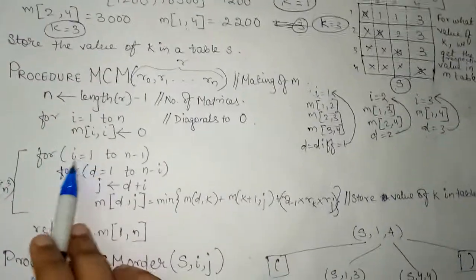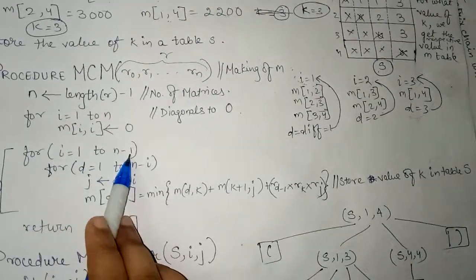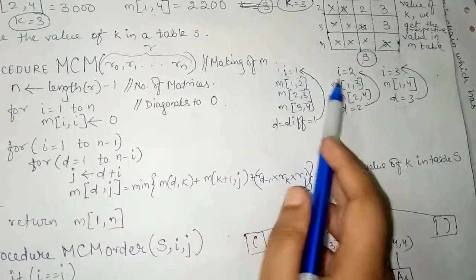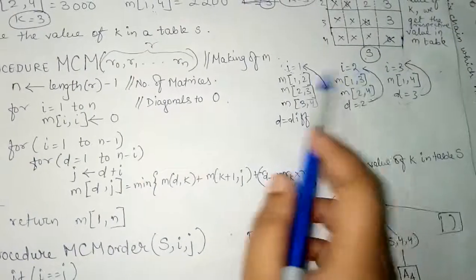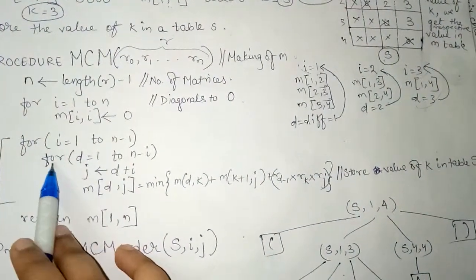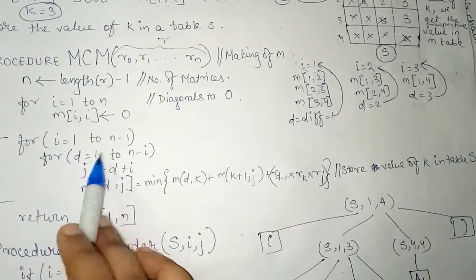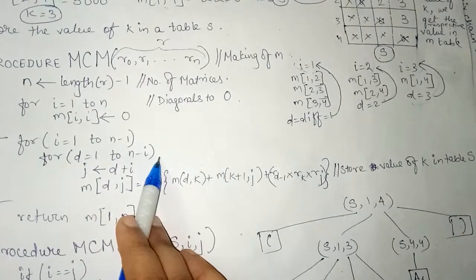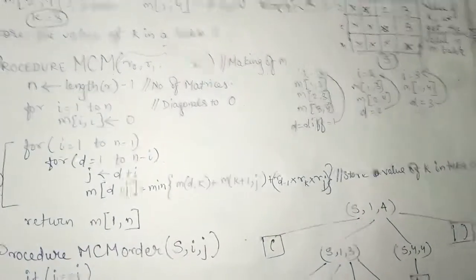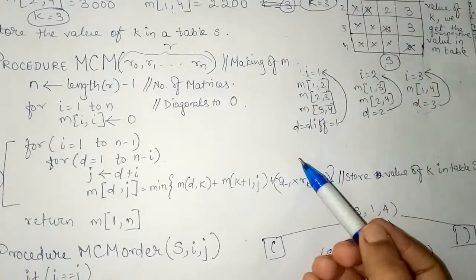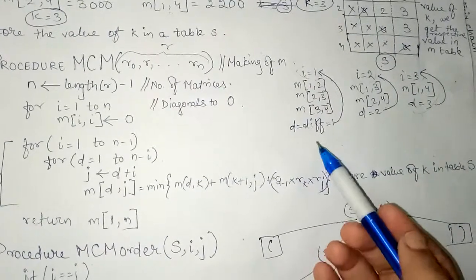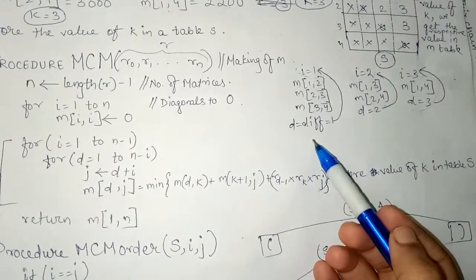Therefore for i equal to 1 to n minus 1, here also we can see i equal to 1, 2, 3 and not 4, n minus 1. Then for d equal to 1 to n minus i, the difference is from 1 to n minus i.